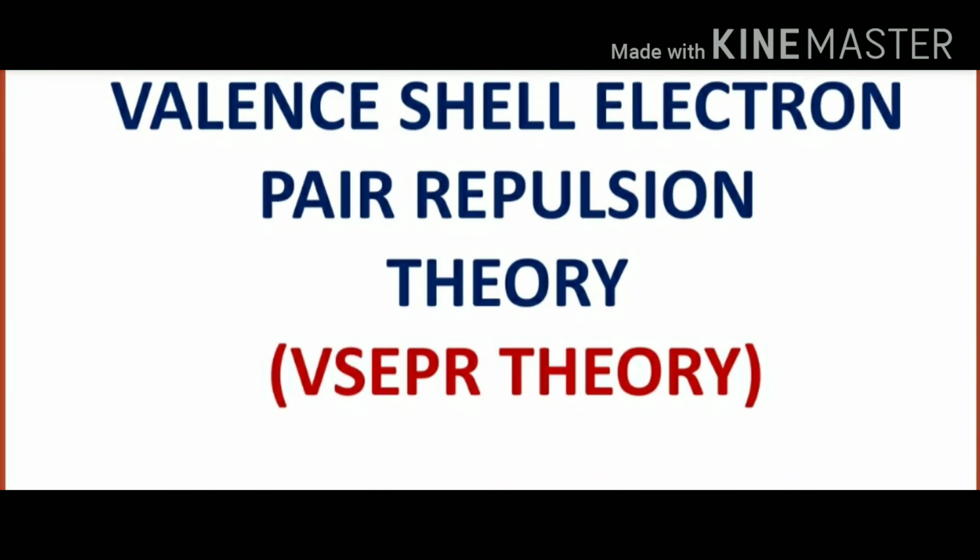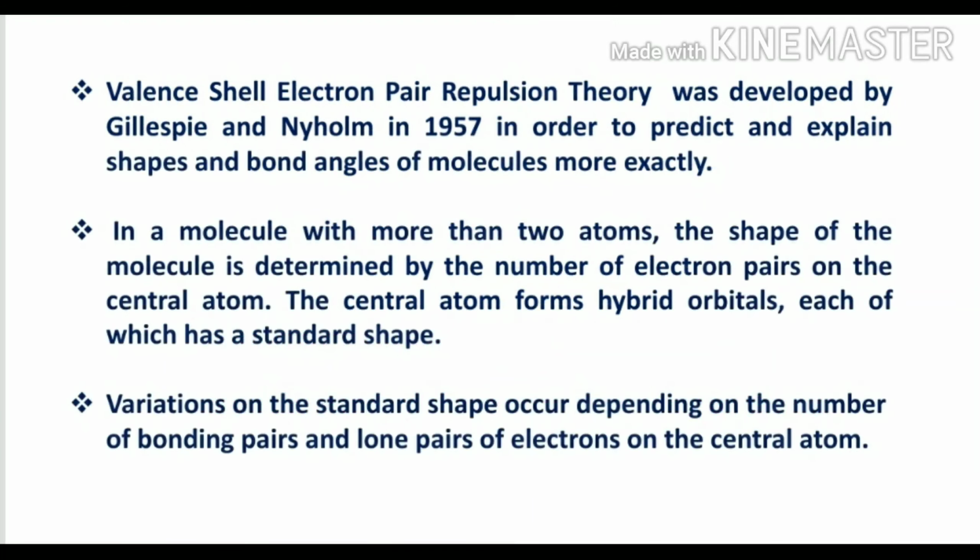Welcome to online classes. In this class, I am going to discuss VSEPR theory. It is a very important theory to predict the shapes of molecules with good precision. We come across many molecules having the same number of atoms but different shapes. For example, H2O and CO2, water and carbon dioxide, are both triatomic molecules, but water is non-linear while carbon dioxide is linear. This type of variation can be easily explained by VSEPR theory.